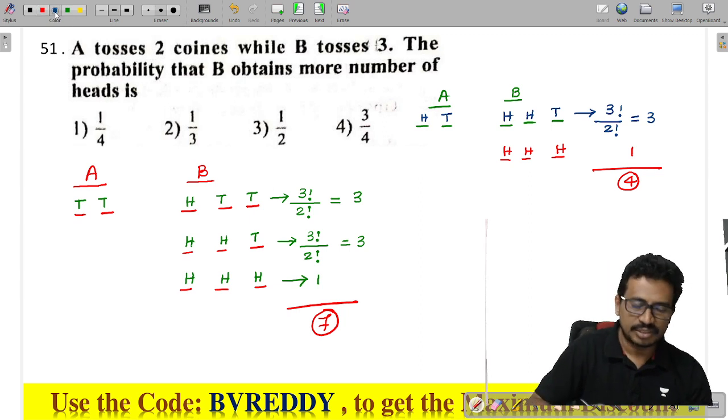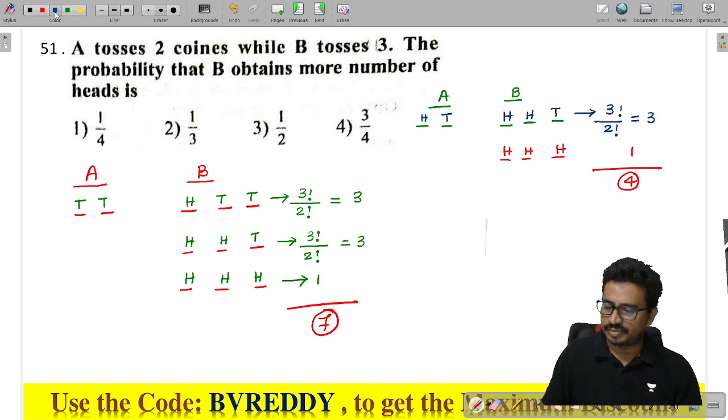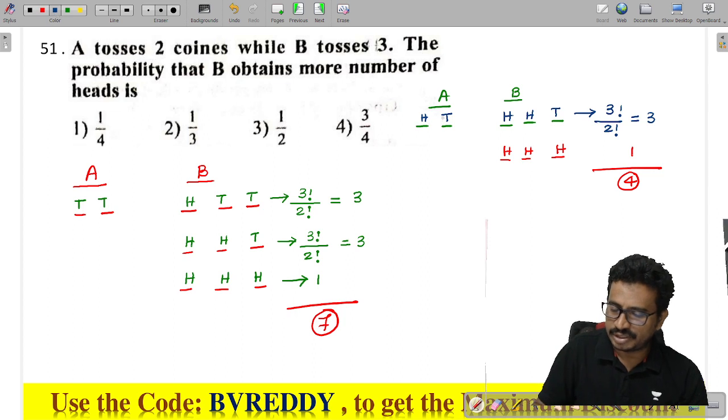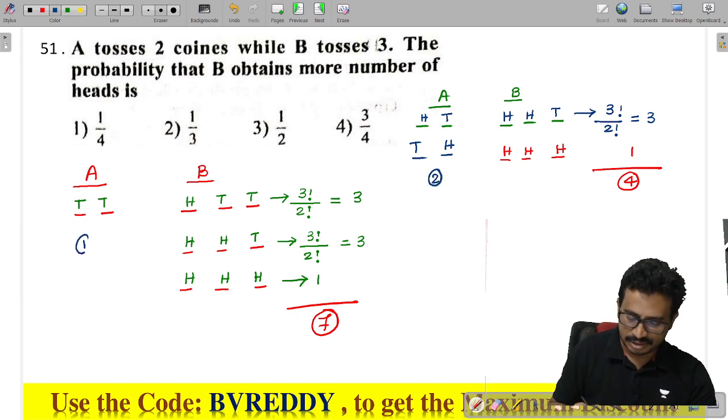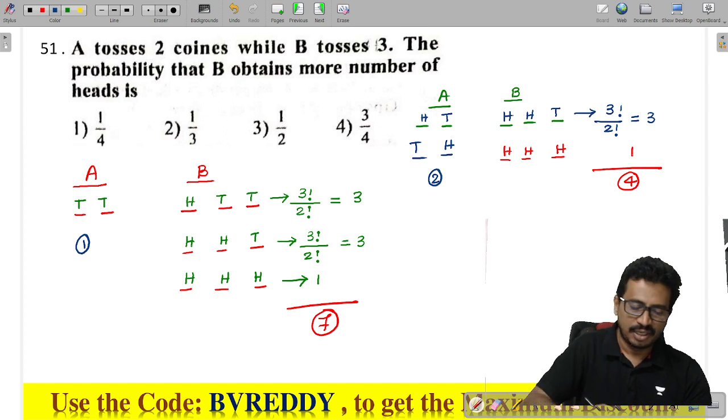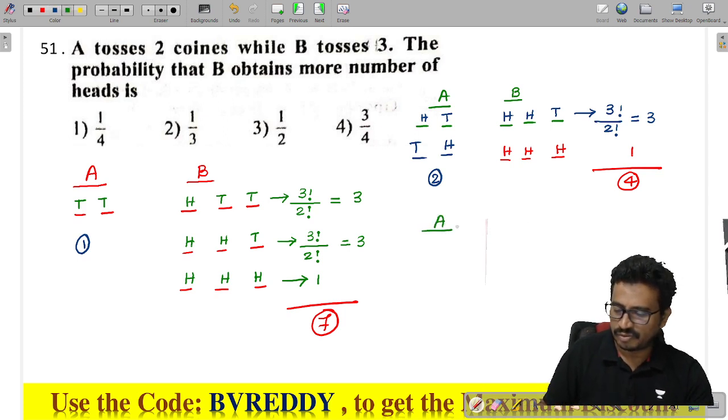Next, any other combinations possible? Now you can see, for 1 head, A may get this combination also: 1 tail, 1 head. So in this case A has 2 combinations, and in the other case A has 1 combination. Any other combinations possible, tell me? For A and B, A got both heads.